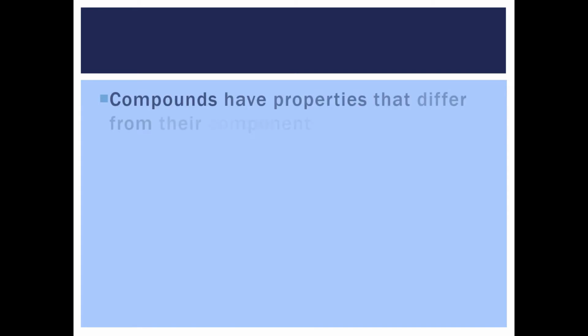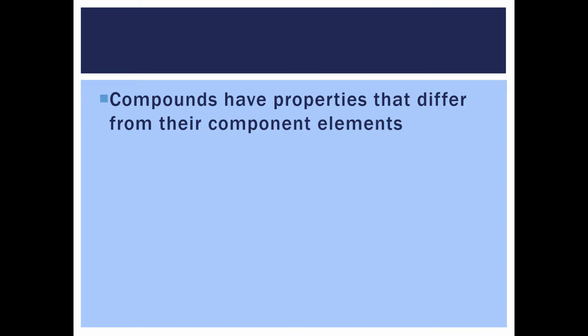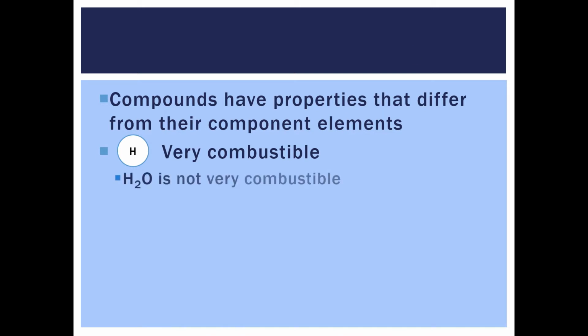Okay. Now, interestingly, despite compounds being made of many different elements, the compounds will usually have properties that are quite different from the elements that make them up. Take, for example, water. Water is composed of hydrogen, which is a very combustible gas, and oddly enough, water is not very combustible despite having 2 hydrogen elements in it.